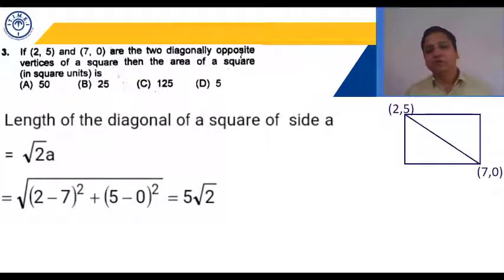So (2 minus 7) whole square plus (5 minus 0) whole square. 2 minus 7 is minus 5, minus 5 squared is 25, plus (5 minus 0) whole square is again 25. 25 plus 25 becomes 50. So square root 50 is 25 into 2, 25's 5 comes out, so it becomes 5 root 2. This is the length of the diagonal of a square.